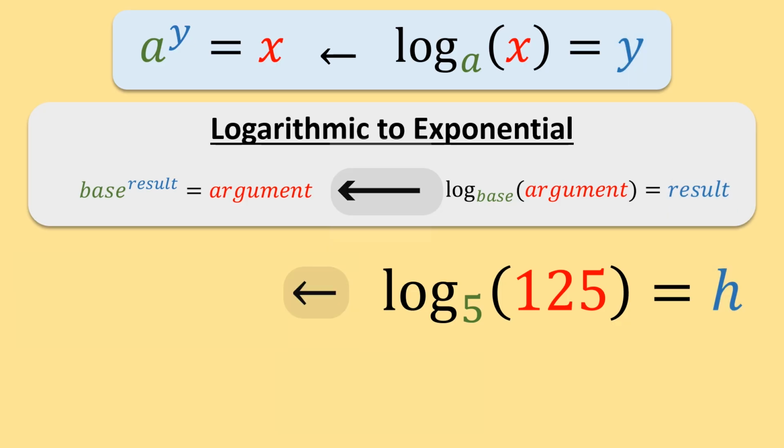Converting it to an exponential equation, the 5 maps to the base of the exponential equation. The h becomes the power of 5. 125 becomes what 5 raised to the h power is set equal to.